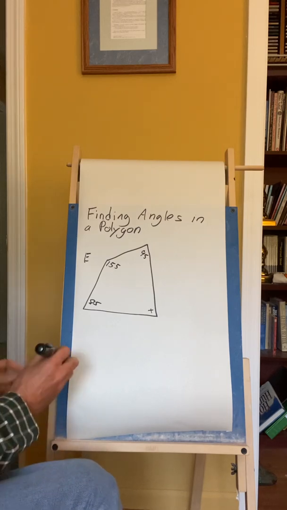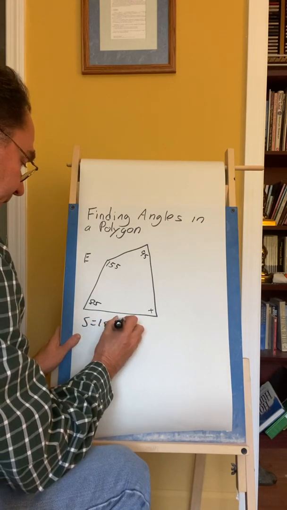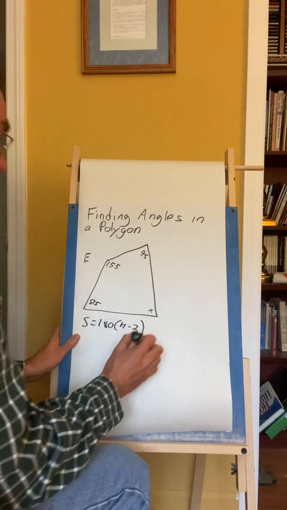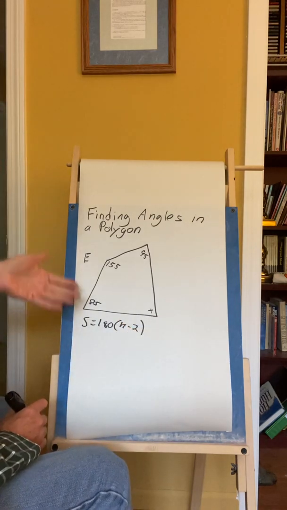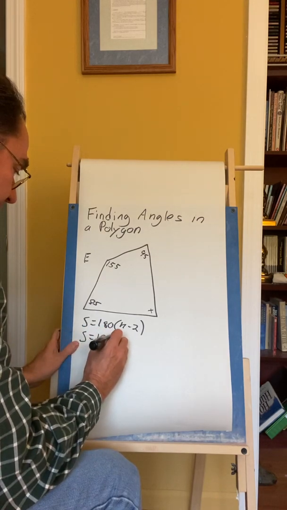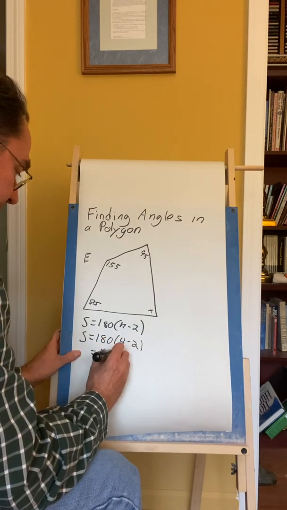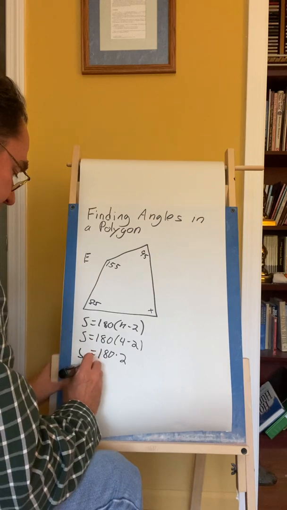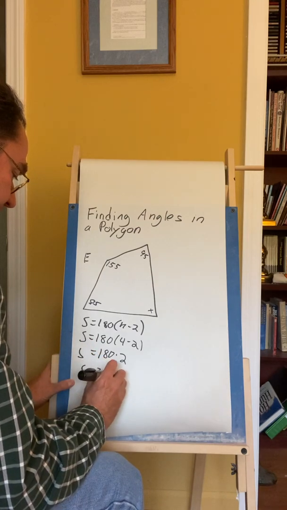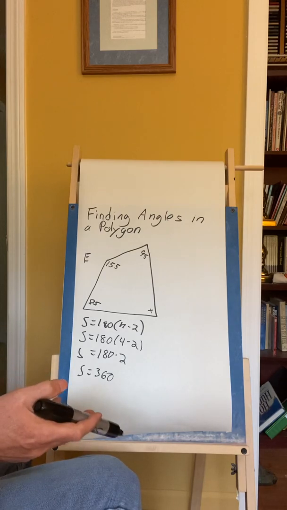And in case you forgot, we have a formula that the sum is equal to 180 times n minus 2, where n is the number of sides. A quadrilateral has four sides. So the sum is 180 times 4 minus 2, which is 180 times 2. So the sum of a quadrilateral adds up to 360. You can figure that out each time, or after a while you just know a quadrilateral is 360. So we do it just like it's a triangle.